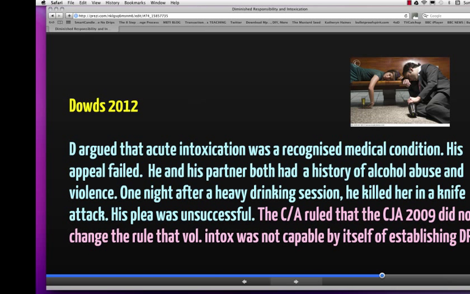Okay, so as you write that information down, please make sure that you understand the point being made there. So voluntary intoxication alone is not an abnormality.